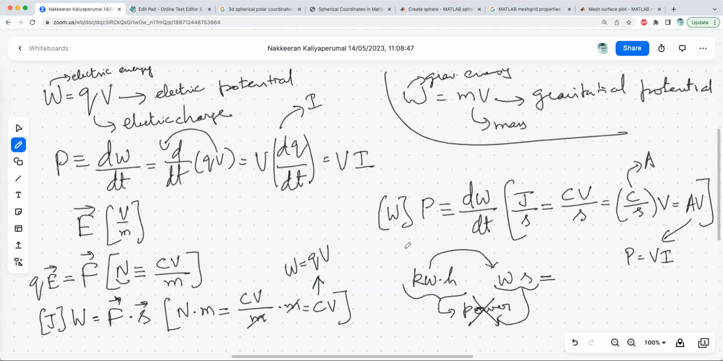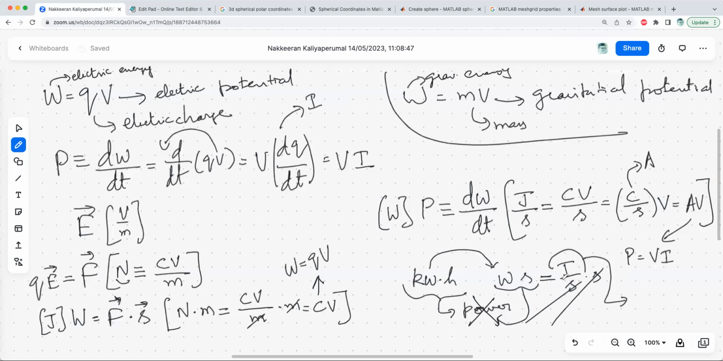So what is the problem in bringing the definition of power? We can write it as dW by dt. That is the rate of change of work done or energy with respect to time. What is the unit for dW, and what is the unit for dt? For dW it's joules, and for dt it's seconds. So this is nothing but joule per second, multiplied by second. Seconds cancel. What is the unit remaining? Joules.